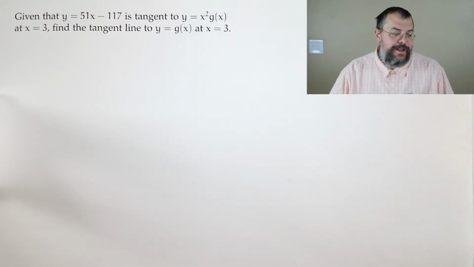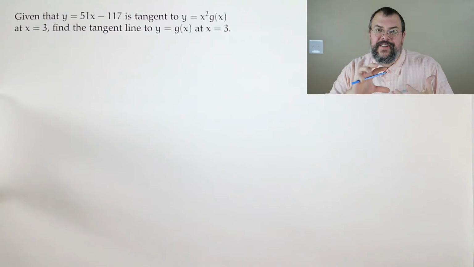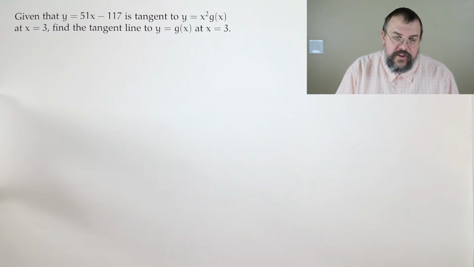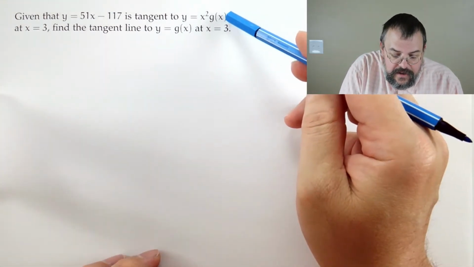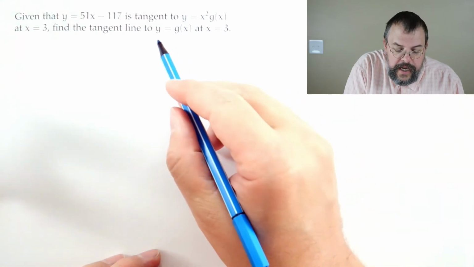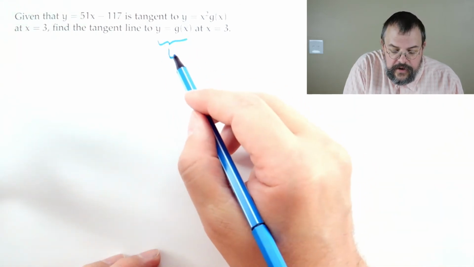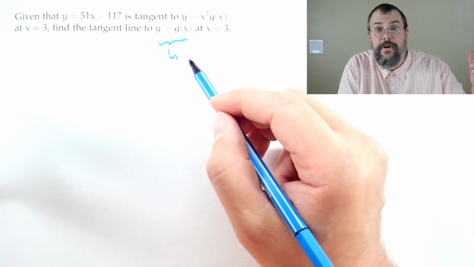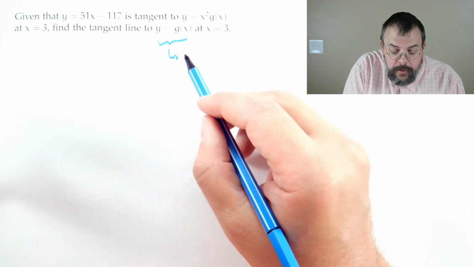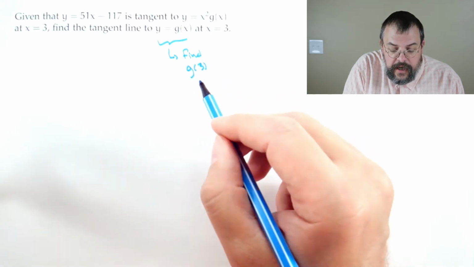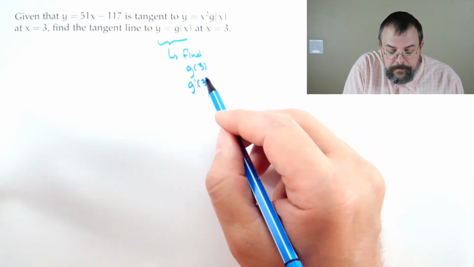So it's nice to be able to be flexible and say, okay, can I take what I just did and just turn it a little bit? So now, in this case, we have the tangent line to x squared g of x. We want to find the tangent line to g of x. So what we're really after here is our halfway goal, our short-term goal, if you will, is we want to find what is g of 3 and what is g prime of 3.